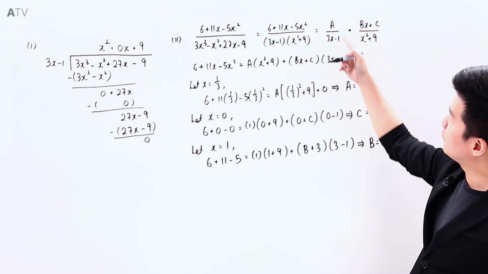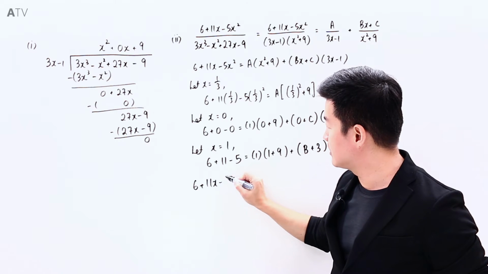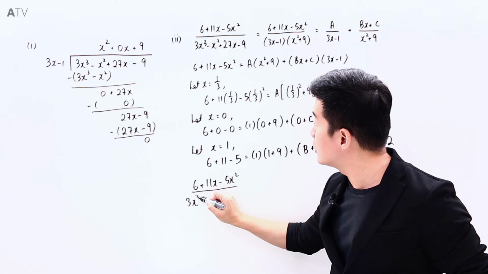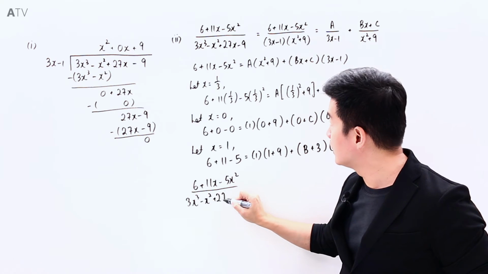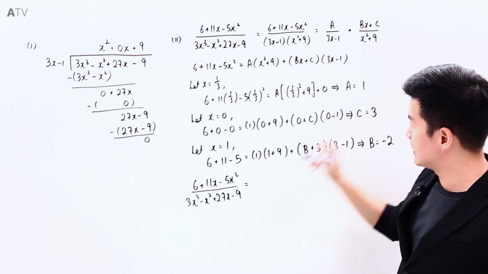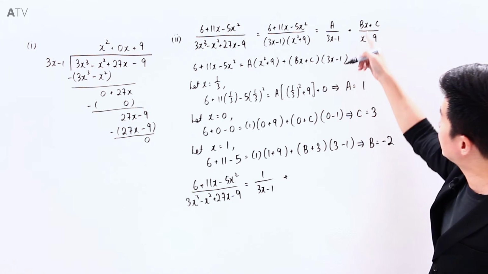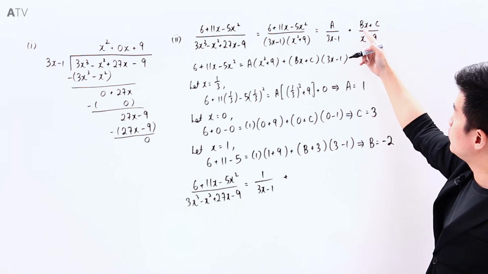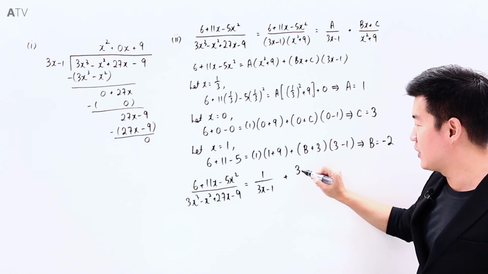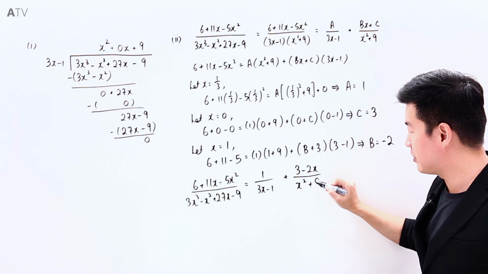This gives me the partial fraction coefficients. So 6 plus 11x minus 5x squared divided by 3x cubed minus x squared plus 27x minus 9, in its partial fraction, it will be A divided by this. A is 1, so it will be 1 over 3x minus 1 plus B is minus 2, so minus 2x, C is 3, so minus 2x plus 3, which I'm going to rewrite as 3 minus 2x. So this is going to be divided by x squared plus 9.